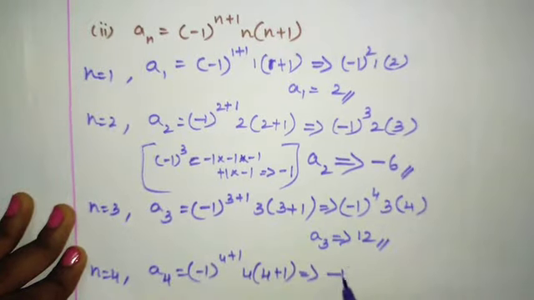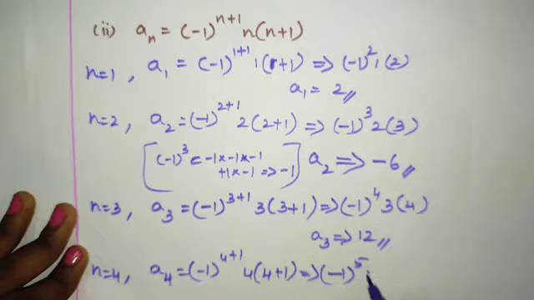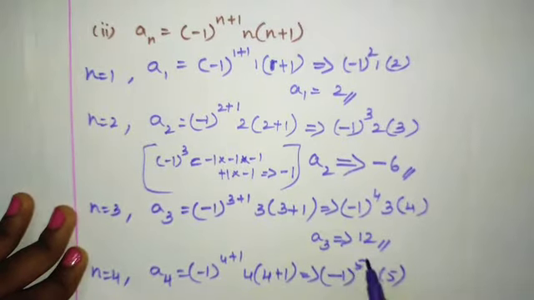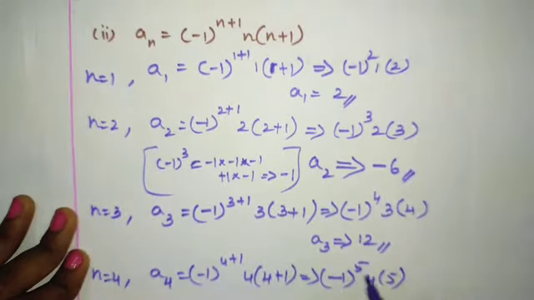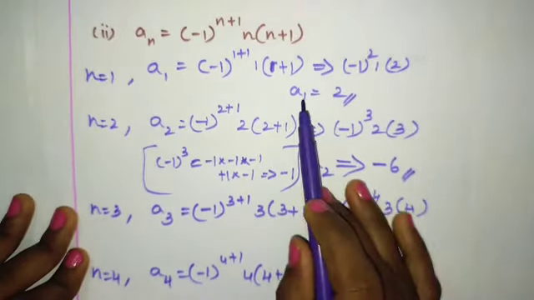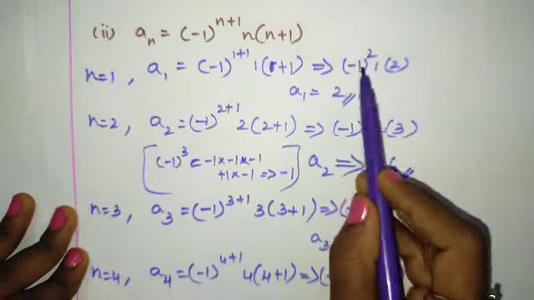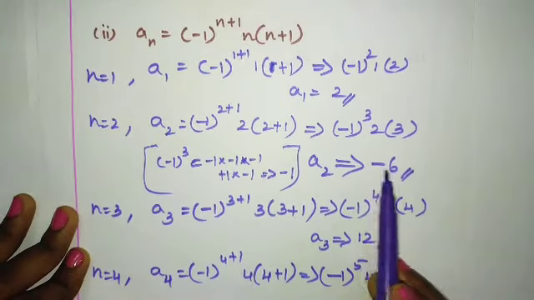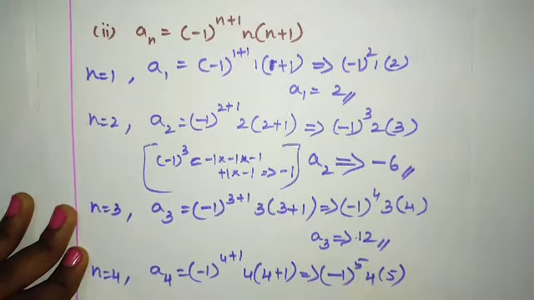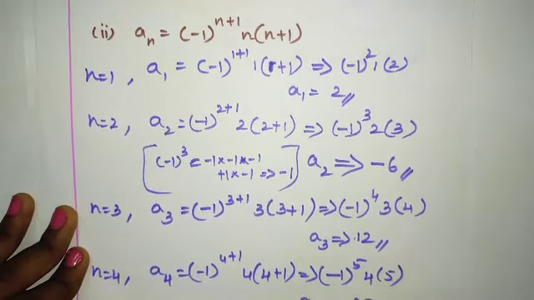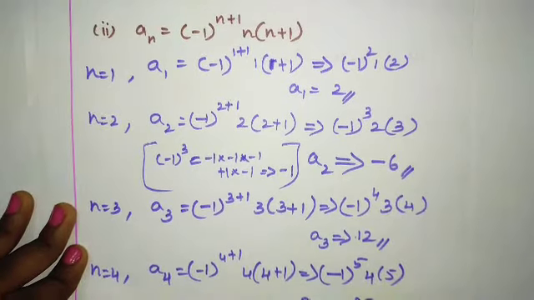That is minus 1 to the power of 5. 4 into 4 plus 1 is 5. So here an odd number is there. See, if minus 1 is to the power of any odd number, then your answer will be minus. If it is any even number, then your answer will be plus. This is even, plus; odd, minus. So 5 4s are 20. So A4 is what? Minus 20.